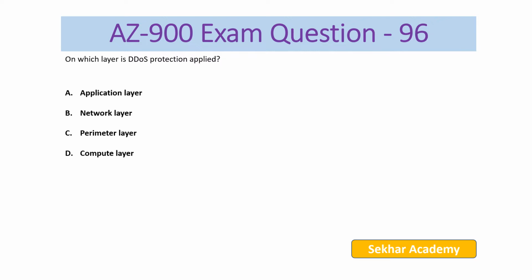AZ-900 exam question number 96. On which layer is DDoS protection applied? Right? So for DDoS protection, in which layer in Azure is it applied? The options we have: A, application layer, B, network layer, C, perimeter layer, and D, compute layer. Right? The right answer is B, network layer. So DDoS protection can be applied in the network layer in Azure.